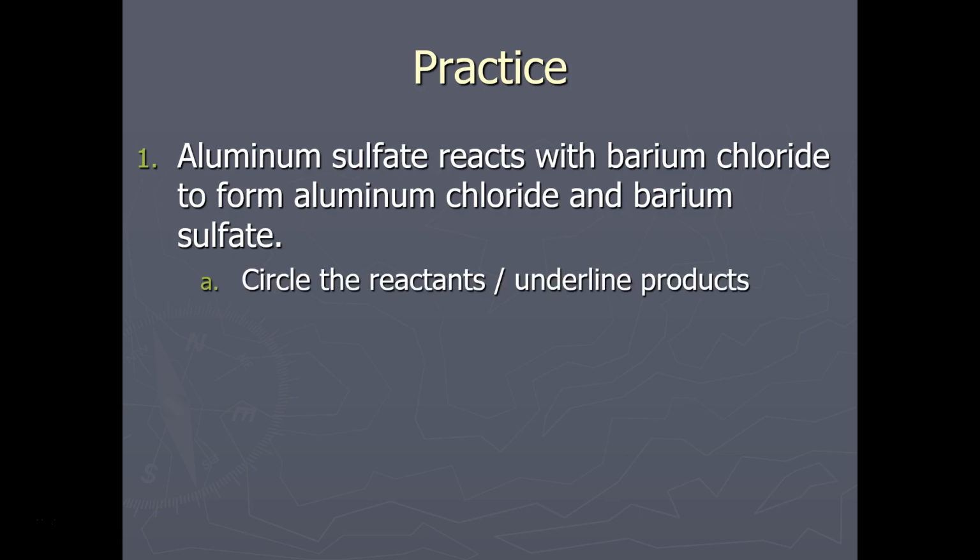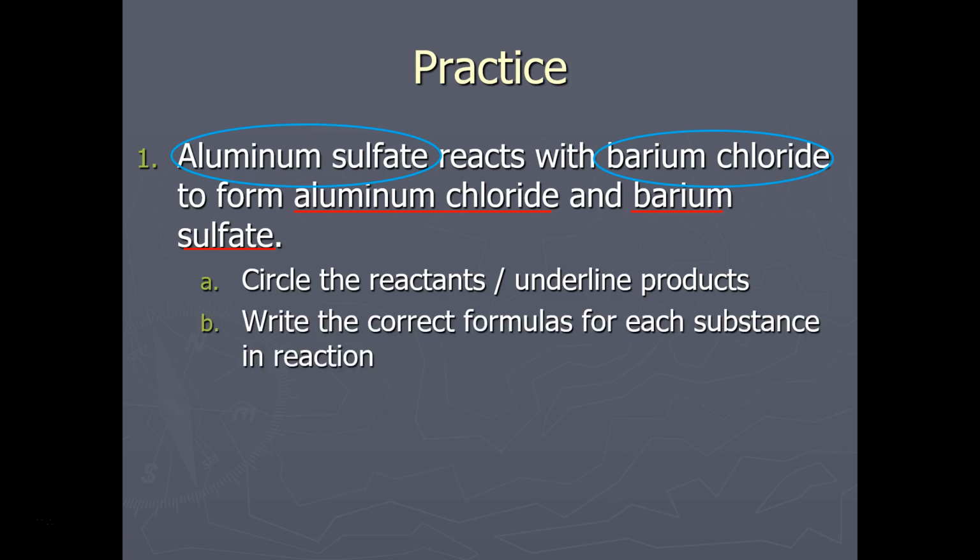You can do this. So let's start off by circling the reactants and underlining our products. All right? So aluminum sulfate and barium chloride are our reactants, and aluminum chloride and barium sulfate are our products. Great. Let's write the formula for the things we've circled and underlined and put them on the correct side of the arrow. If you need to pause this video for a second to do that, do it now.